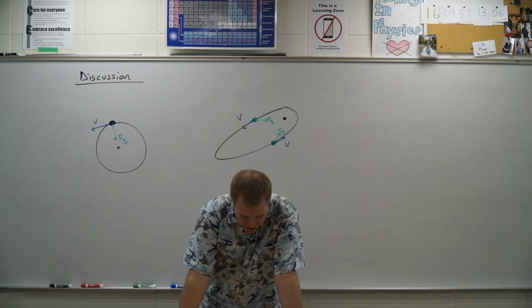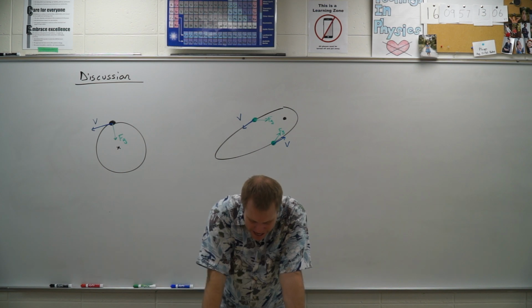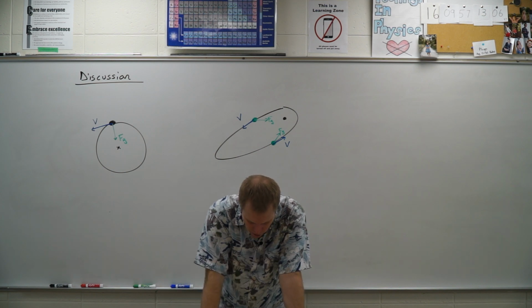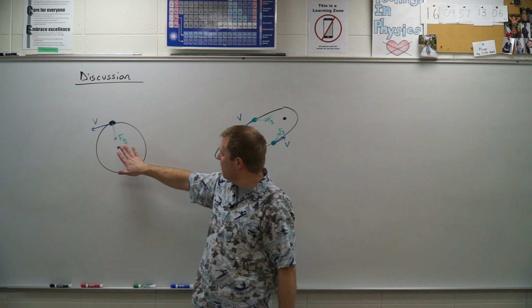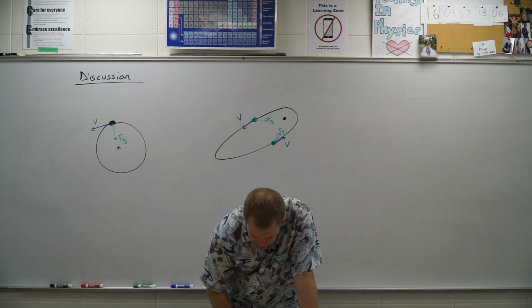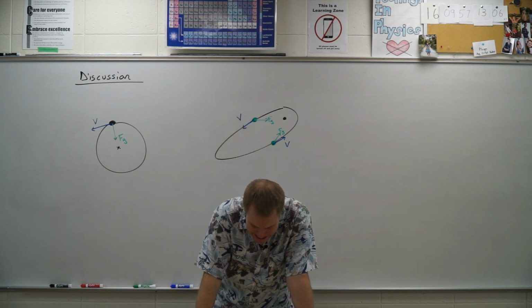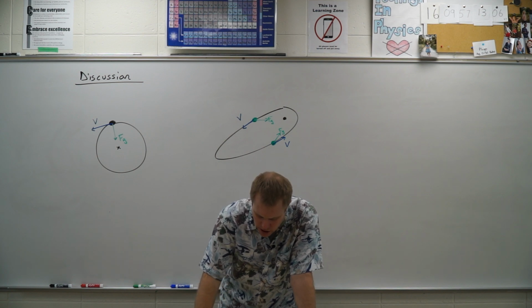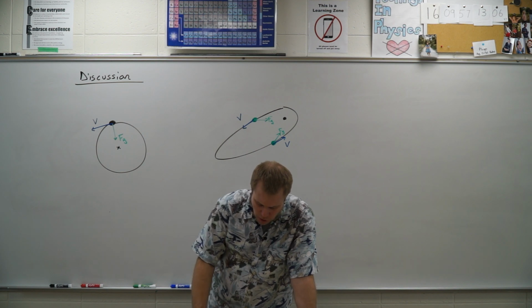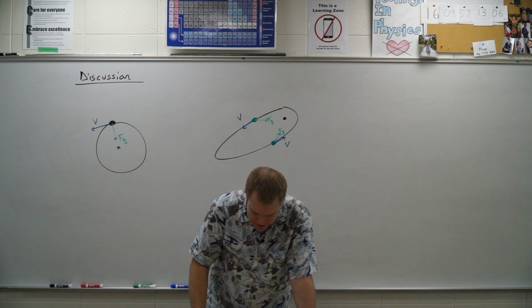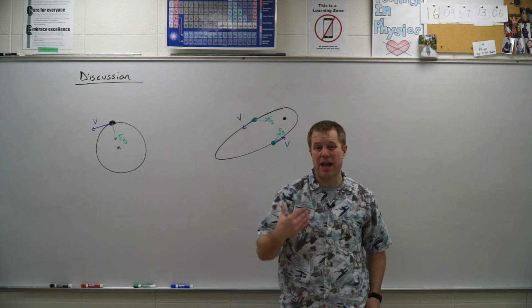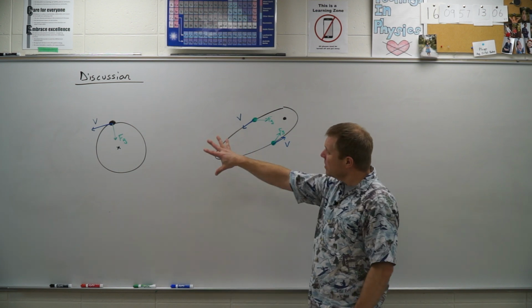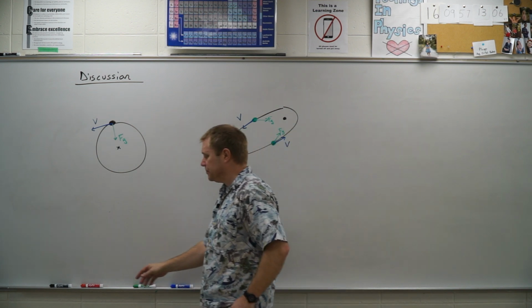Look at this discussion question. It says a planet is moving at a constant speed in a circular orbit around a star. I've drawn that picture here. In one complete orbit, what is the net amount of work done on the planet by the star's gravitational force? Is it positive, negative, or zero? And then what if the planet's orbit is an ellipse so that the speed is not constant? What happens then? Okay, so we're looking at these two situations.